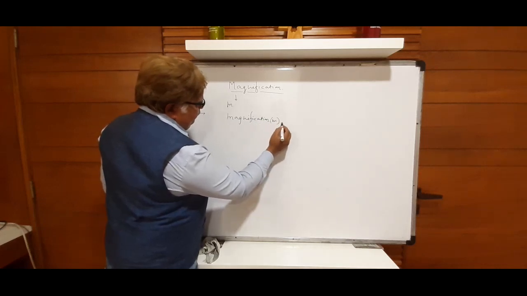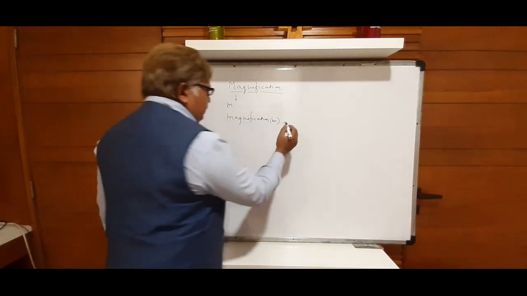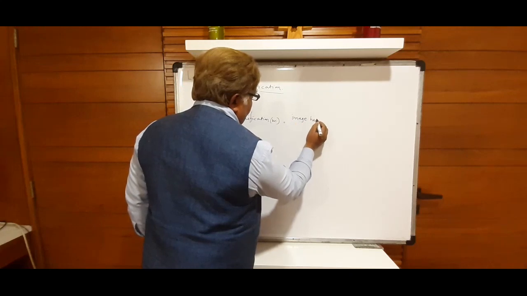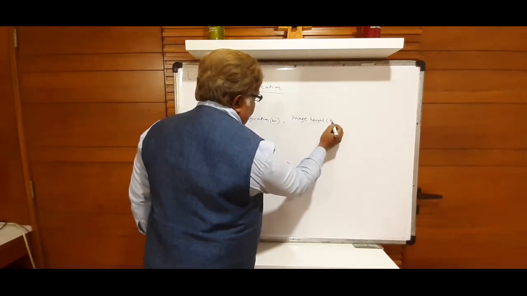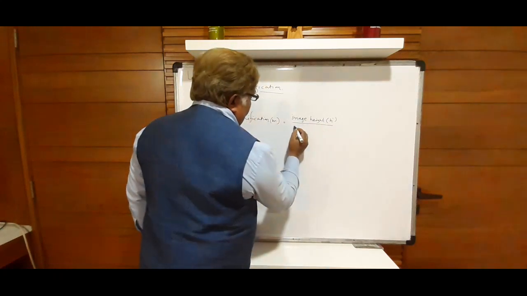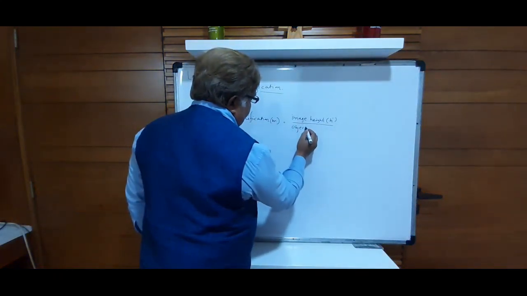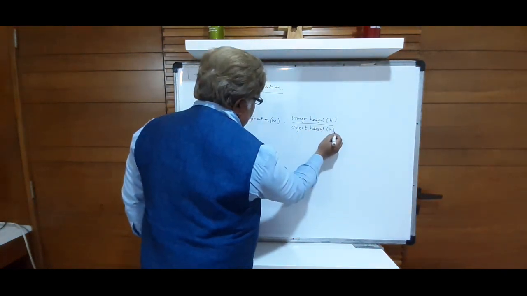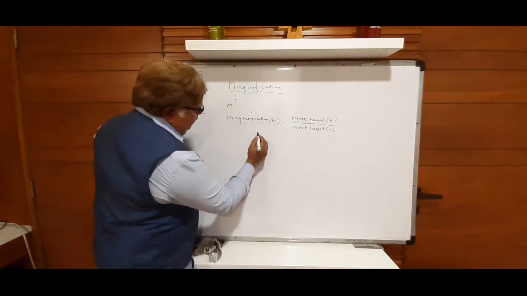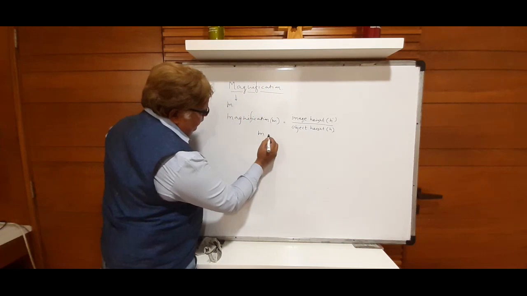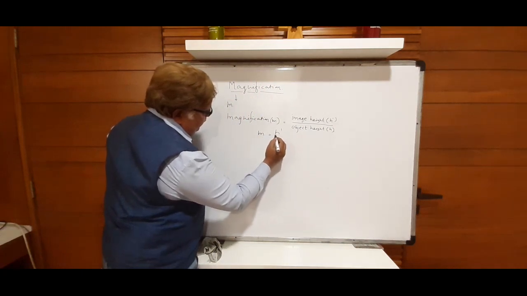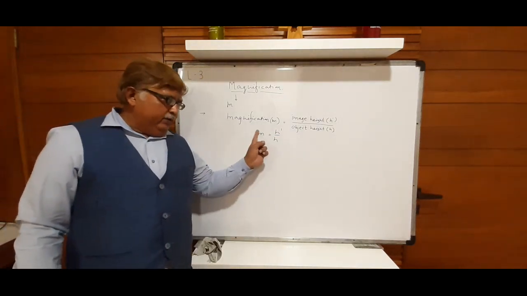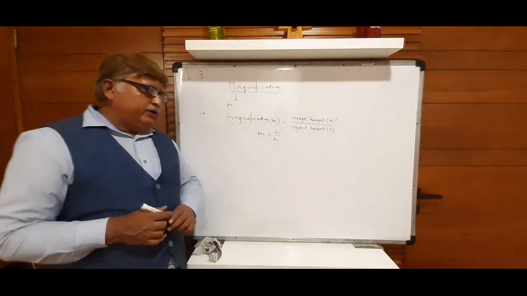I will write M, that's the symbol of magnification, is equal to image height, that is the symbol h dash, upon object height. Image height upon object height. Okay, so to make it more clear, M equal to what you can write? h dash upon h, that is magnification. You can find magnification if you know image height and object height.